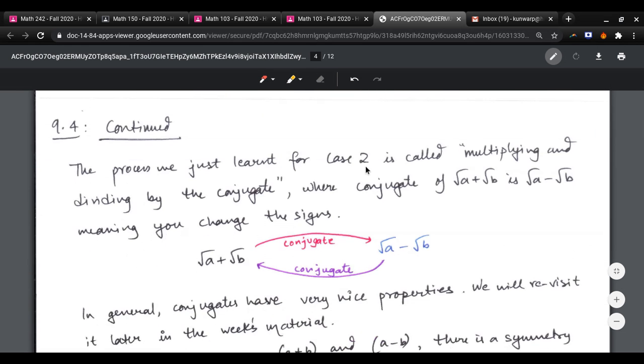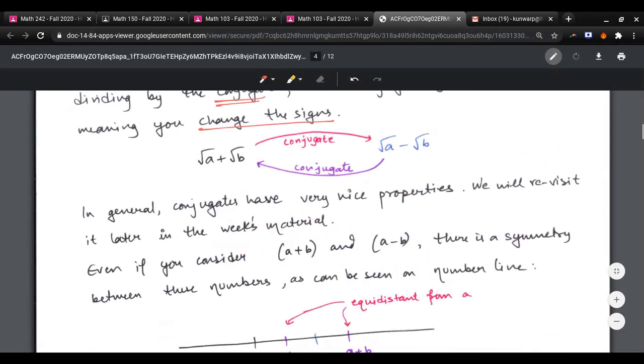The process that we learned in case 2 has a name, it's called multiplying and dividing by the conjugate, where the conjugate of a plus root b is a minus root b and the other way around, meaning you change the sign. So if you have root a plus root b, the conjugate becomes root a minus root b. If you have root a minus root b, the conjugate is root a plus root b. In general, conjugates have very nice properties. We will revisit these later in this week's material.